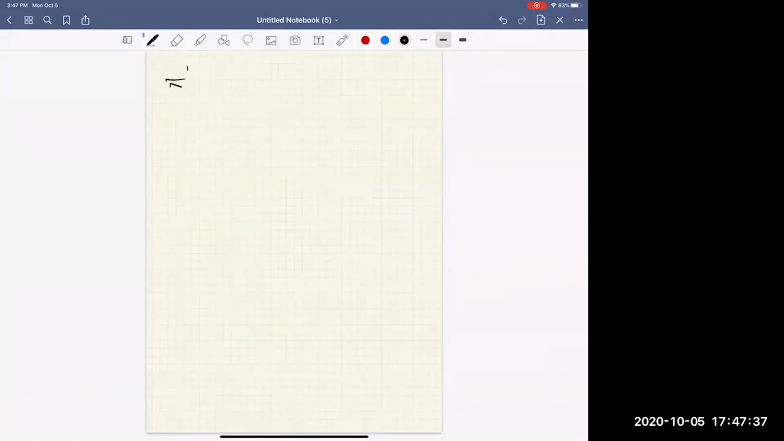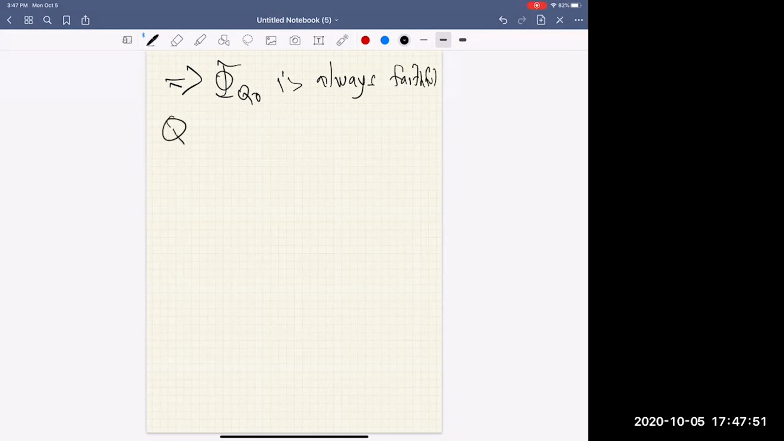So this implies this phi Q naught is always faithful. But in general, we didn't know when this was full. So the question is, when is this full? At least in the C star case, we got a complete answer to this. But you had to do something extra. So I'll start listing some theorems in the remaining 10 minutes here.